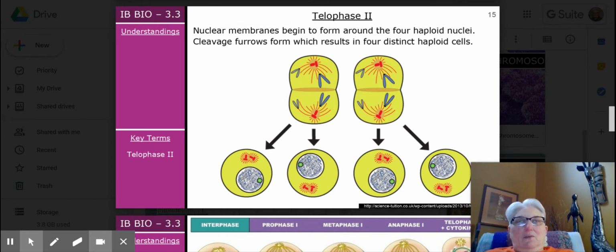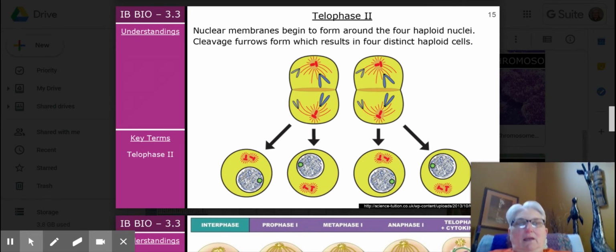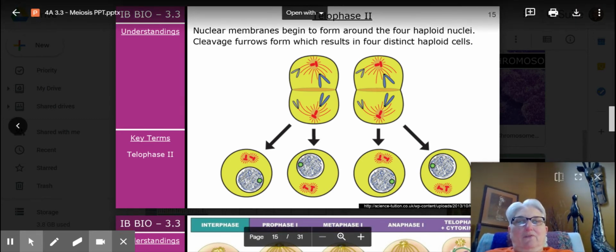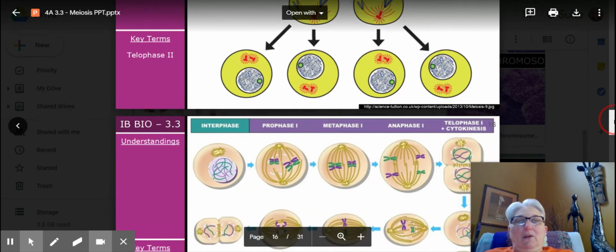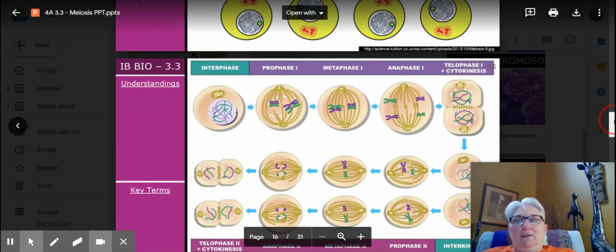It's going to separate. We duplicate all of the material inside of the cell, the cytoplasm, and so on. And the nuclear membrane starts to reform, which we see right here. Nice nucleus. And we end up then with 4 cells, and they're all haploid cells, so they're containing half the number of total chromosomes of the organism.